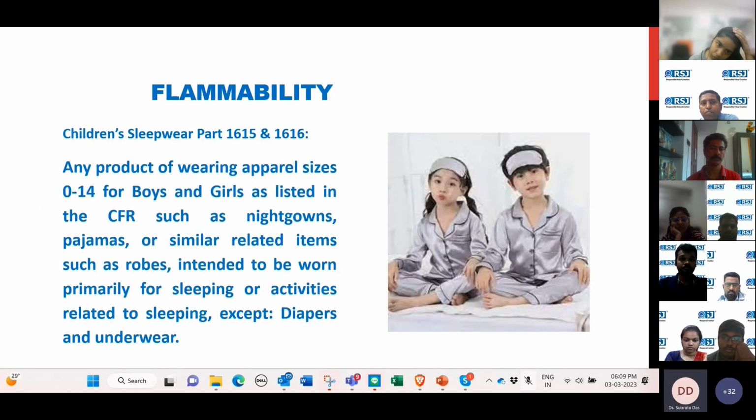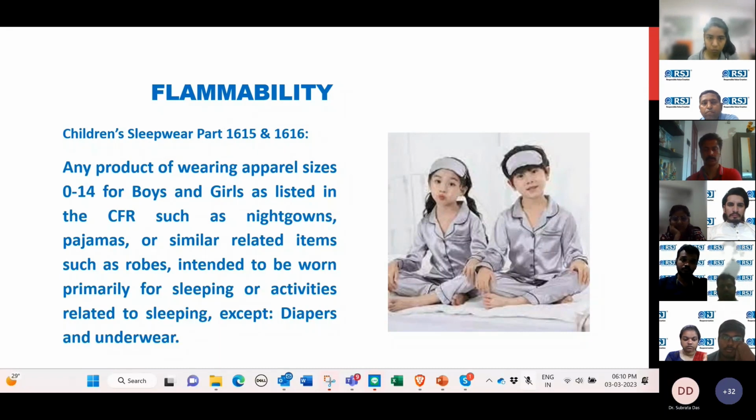Now, coming to flammability, there are very interesting points I wish to share with you. It is about the design of the garment. What type of garment comes under this category? Children's sleepwear, nightgowns, pajamas, as we can see from the figure, or similar related items like robes intended to be worn primarily for sleeping activities. These items are used not only for sleeping but for other activities also by children. These kinds of things are very strictly regulated under 1615 and 1616.